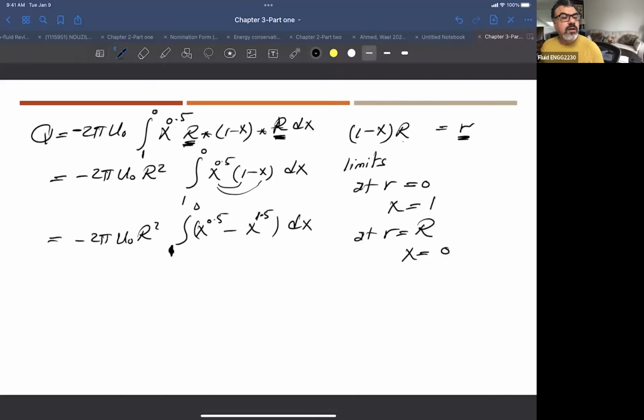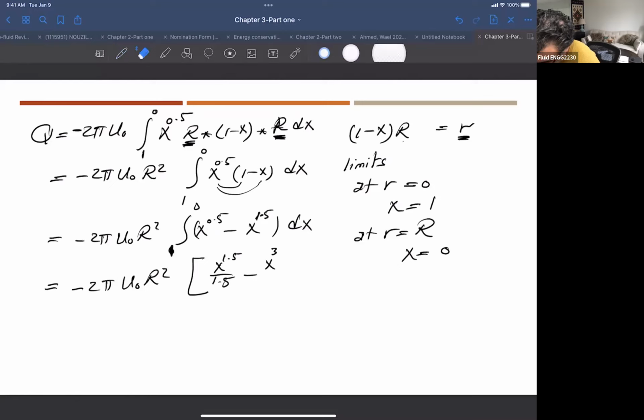It's just x to the power value. When I integrate, I just add 1 to the exponent and then divide it by the new exponent, right? It's a very simple math equation, right? So minus 2 by u naught R square. The integration now is x to the power 1.5 divided by 1.5, and then minus x to the power 2.5 divided by 2.5, and I put the limit between 1 and 0.